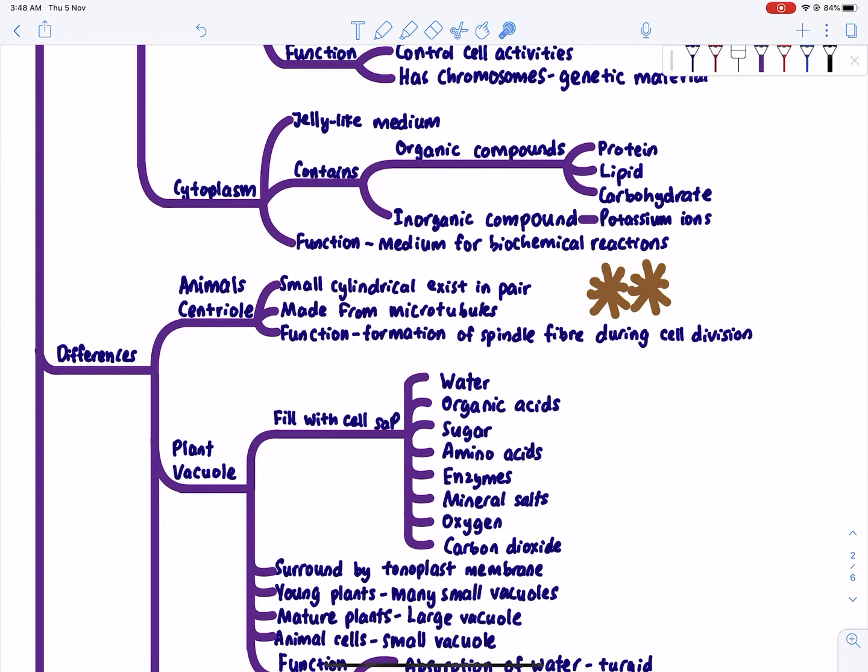The animal centriole: small, cylindrical, exists in pairs, made up from microtubules. Function: formation of spindle fiber during cell division. This spindle fiber will help in chromosome alignment, and also in the separation of the sister chromatids and moving them to opposite poles. This one we will learn in cell division.